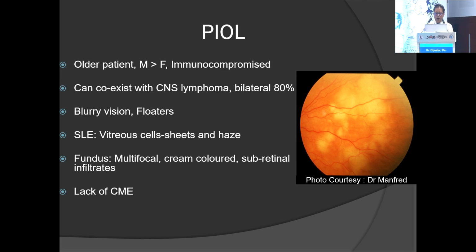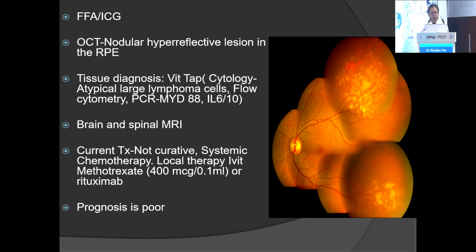Patients present with blurry vision or floaters. On slit lamp examination, the vitreous cells are a bit larger. They can be in sheets or there may be haze. On fundus, there is a multifocal cream-colored subretinal infiltrate. This is a photo shared with me by Professor Manfred in 2007, showing multifocal involvement, and this usually lacks cystoid macular edema. Fluorescein angiography and ICG can give some clue, but most important, in OCT you get a nodular hyperreflective lesion in the RPE.